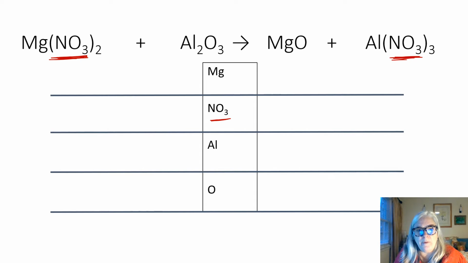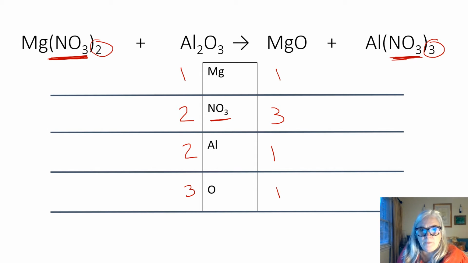Okay, so on the reactant side, I have 1 magnesium. I have that polyatomic inside parentheses and a 2 on the outside. So for that entire polyatomic, I have 2 of them. Aluminum, I have 2. Oxygen, I have 3. On the product side, I have 1 magnesium, 1 oxygen, 1 aluminum, but 3 nitrates. Okay, magnesium is balanced, but nitrate is not. Here I have 2 and 3, so I have to look at the first common product. First common product of 2 and 3 is going to be 6.